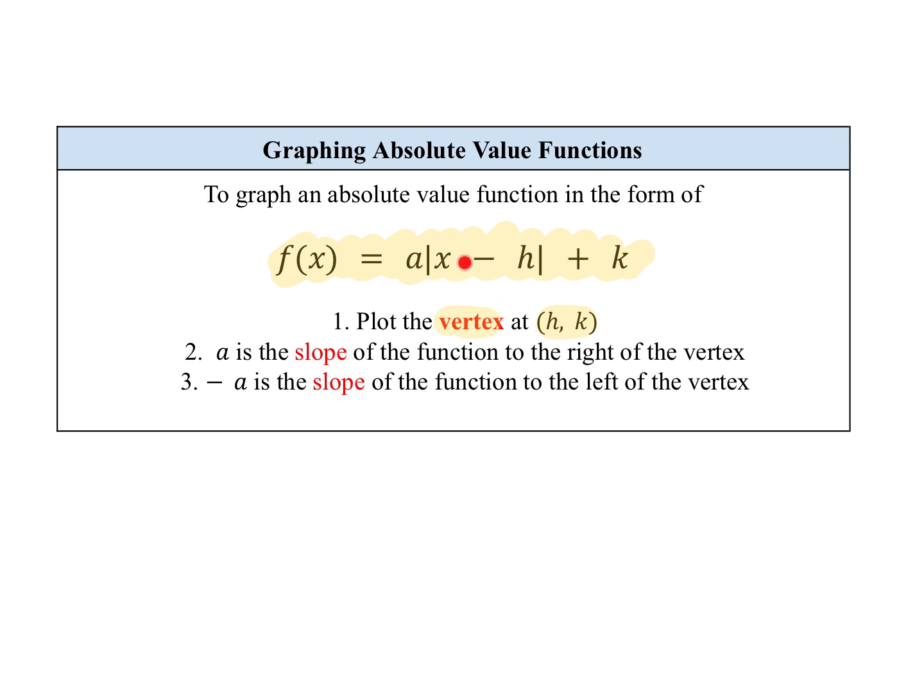So once you know the vertex of your function, we're going to take this a value, which is whatever value is out front, and that's going to be the slope of your function to the right of the vertex, and then the opposite of that a value is going to be the slope of your function to the left. And then from there, we know that it just makes straight lines. Each half of your absolute value function is linear. So then from there, you just connect the dots in a straight line.